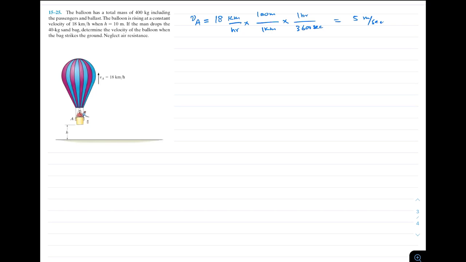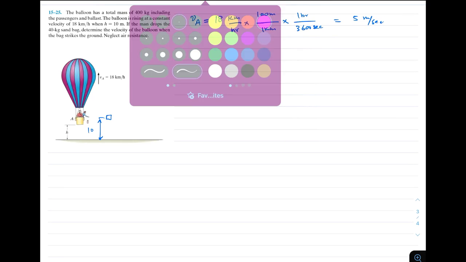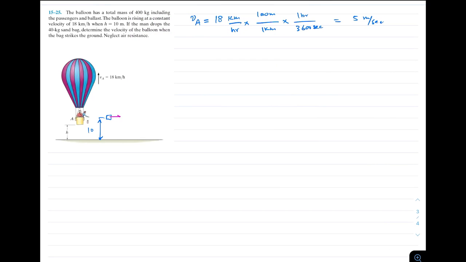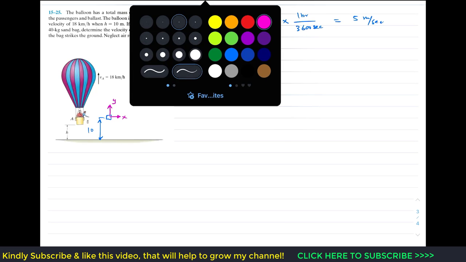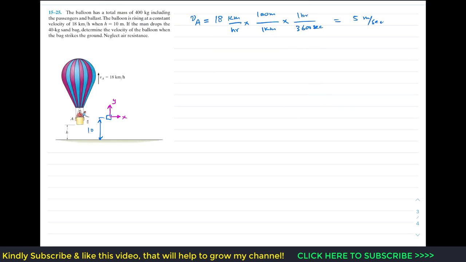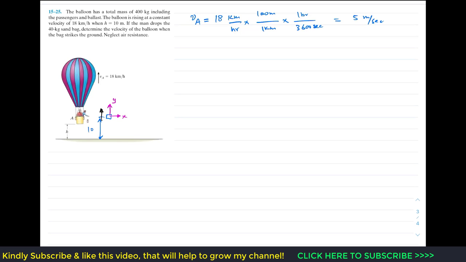Now when the sandbag is dropped from this position, it will cover a distance of 10 meters. Let's say that when the sandbag is dropped, the coordinate system is like this. This is our positive x and this is my positive y. Initially the sandbag is at the origin, and it will have the same velocity of 5 meter per second with which the balloon is moving. So the sandbag will have the velocity in the positive y direction, and this will be that same VA velocity.